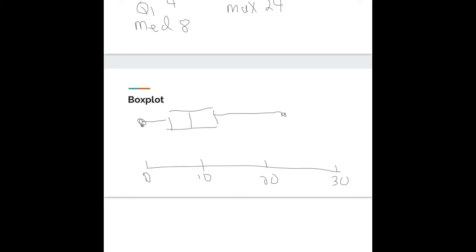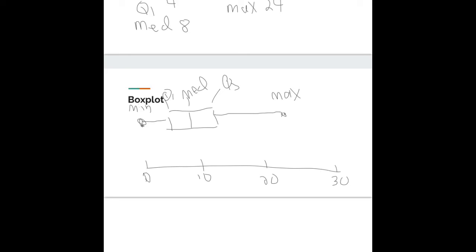So this is what a box plot looks like. I use dots to represent the min, max. This is min. This is max. This is Q1. This is the median. And this is Q3. So that's what we use to write it. You don't have to write those on there. You just draw it just like this, represent it this way.